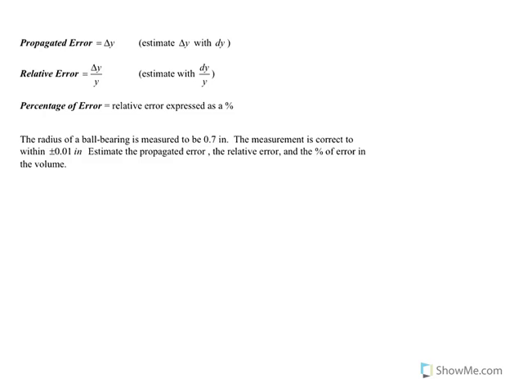So here's an example of an application. We have the radius of a ball bearing is measured to be 0.7 inches, and the measurement is correct to within plus or minus 0.01 inches. So a ball bearing is going to be a small ball or a small sphere. And what they are saying is if we have this ball bearing and if we measure the radius, so the r value, that's going to be our radius.